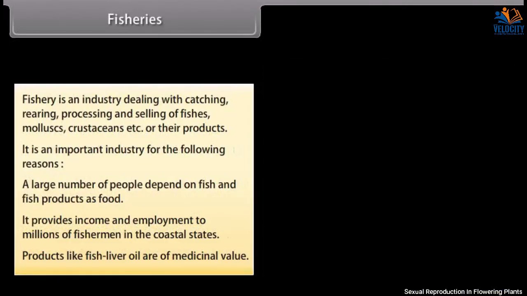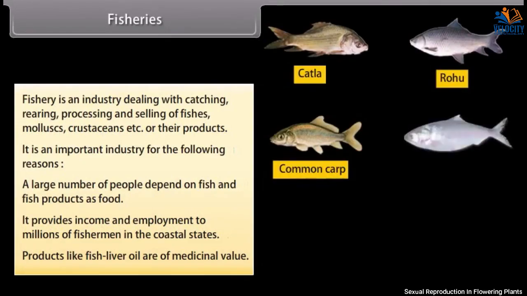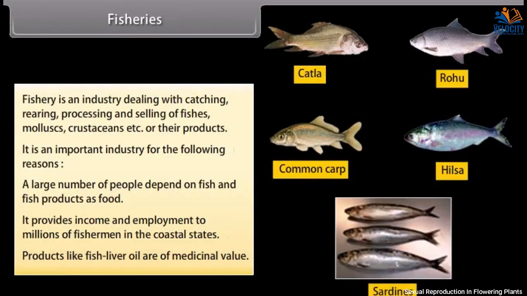Some common freshwater fishes are catla, rohu, common carp, etc. Some common marine fishes are hilsa, sardines, etc.